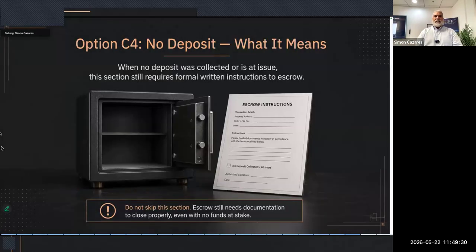No deposit, what it means. When no deposit was collected or is an issue, the section still requires formal instructions to escrow. Again, these are situations that can happen. When a purchase agreement is submitted and contingent counteroffers have gone back and forth and an acceptance has happened, then the buyer and the seller will now be opening escrow, right?